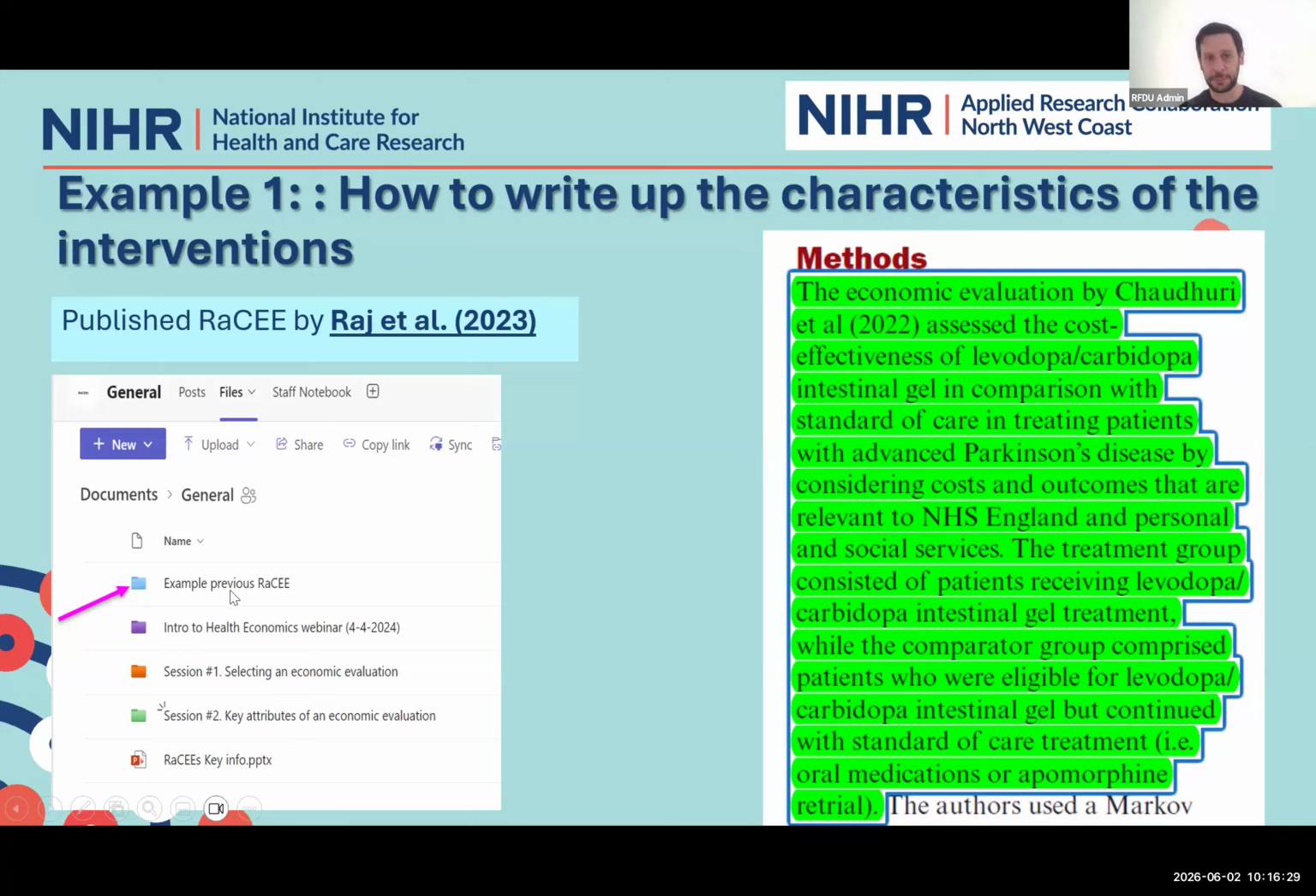So if you go on your TeamSpace, there is a folder called example previous RaCEEs, and you can have a look at that RaCEE in particular, and you can have a look how we wrote up the method of the paper, but also the results and so on. Any questions so far?